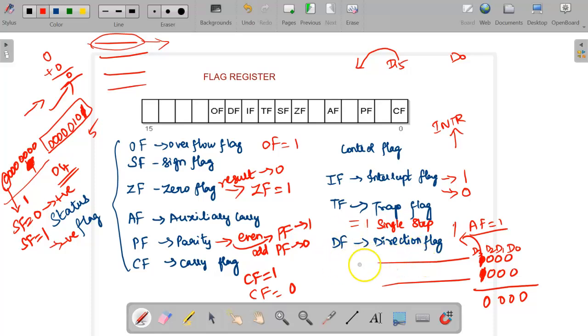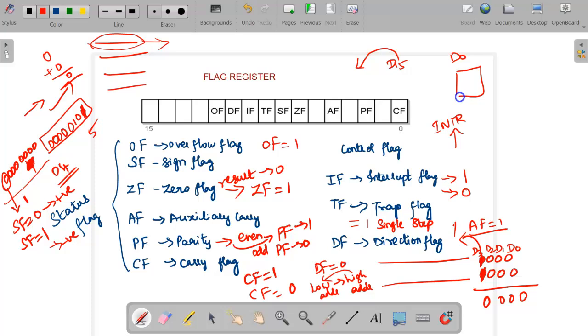And then direction flag. Suppose you are transferring data, that is, string bytes and so on. Whether we transfer your data from lower address to higher address or from higher address to lower address is decided by the direction flag. By default DF is equal to 0, so we always go from lower address to higher address. Whenever DF is equal to 1, the reverse will happen: higher address to lower address.